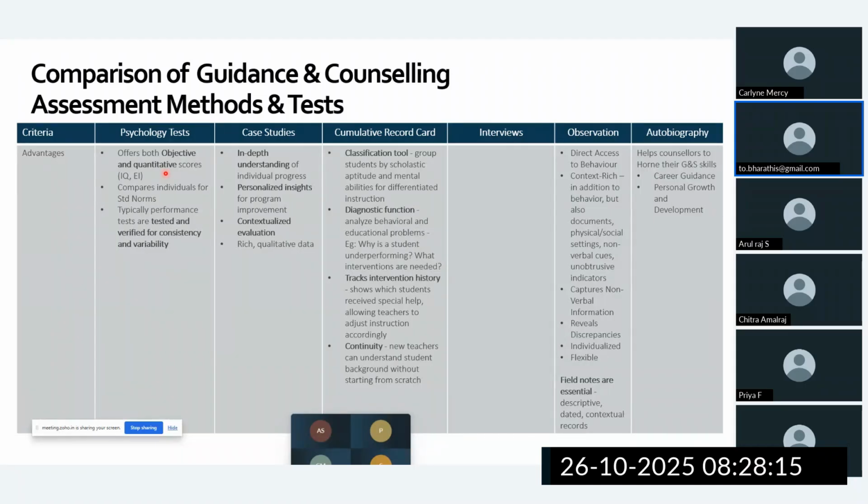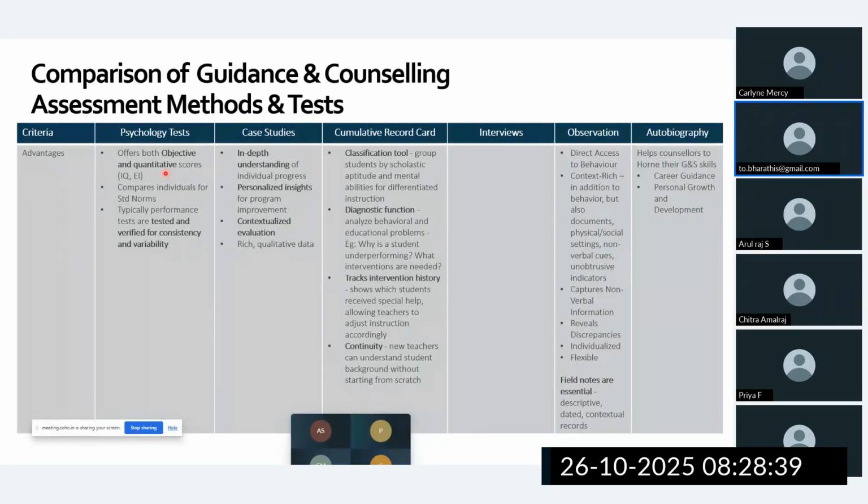we can still say, okay, there is nothing related to the counselor; the test can still give some credible outputs. And most importantly, it gives confidence. As I said, it's verified for consistency and variability. Case studies give a 360-degree understanding, depth. Your CRC gives your breadth, and it also gives contextual information.